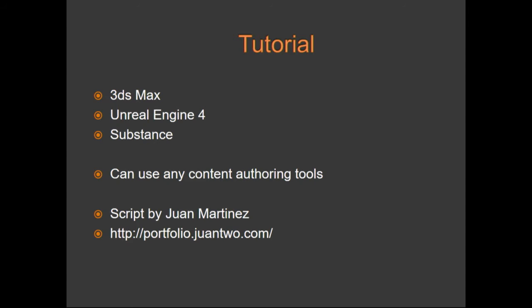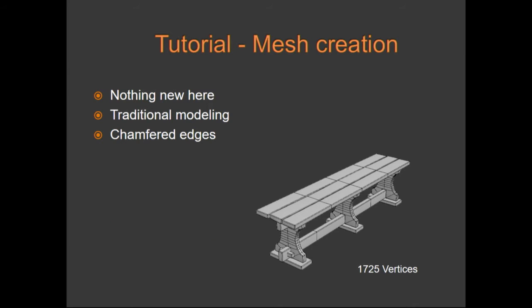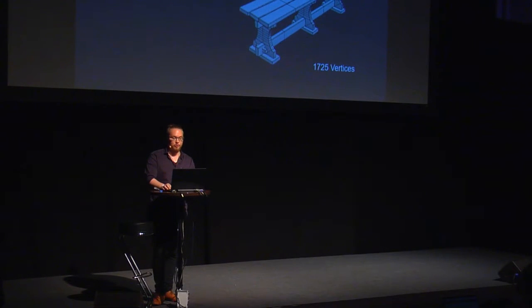All right, but let's move on to the actual mesh creation. So nothing new here, really. It's just the traditional modeling, except you're chamfering the edges. You want to have the smooth curvature going on. And in this test case, I created this wooden bench type of asset. And as you can see, even with the chamfering, the vertex count for this model isn't really that staggering and could easily be used in a modern-day game. So nothing new here, just the old usual stuff.